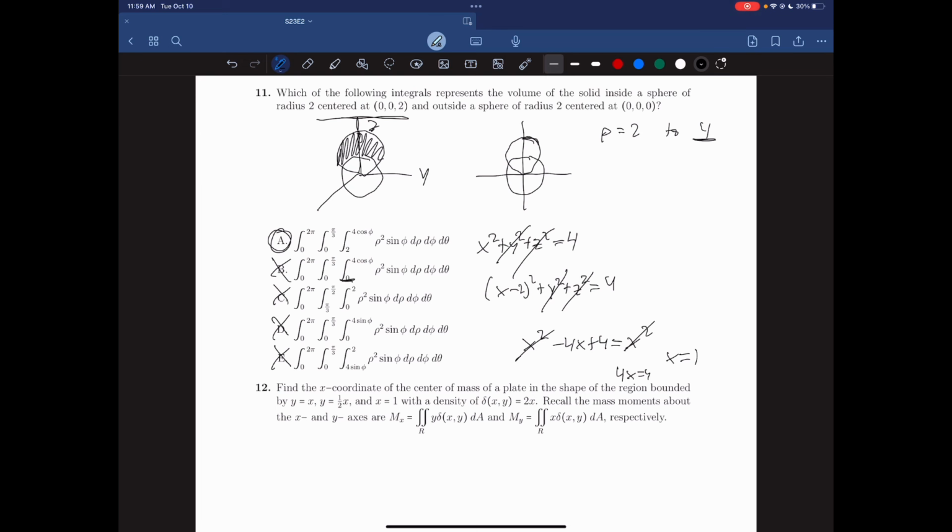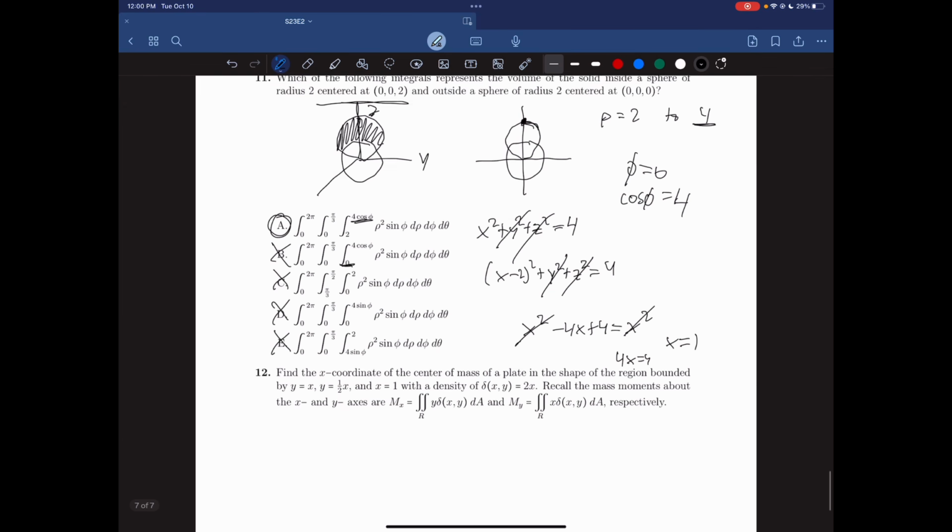And if we think about it, that's going to be our x value that intersects. And it makes sense that it's going to be 4 cosine phi here, just because when phi is 0, cosine phi is at a max. And that's kind of what we want at the top. That's going to be our max phi value. So 11 is going to be A.